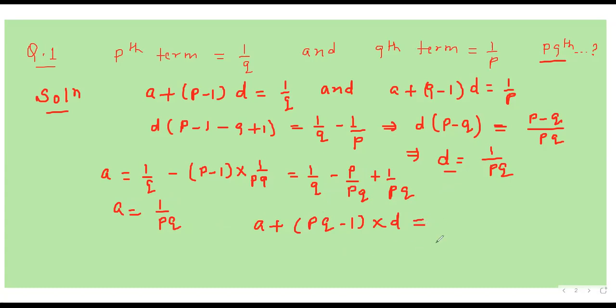So we put the values. So a is 1 upon pq plus pq minus 1 into 1 upon pq. Now we open the bracket. So we get 1 upon pq plus 1 minus 1 upon pq, from where we get 1. So we can say that the pqth term is 1. Let's consider the next question.